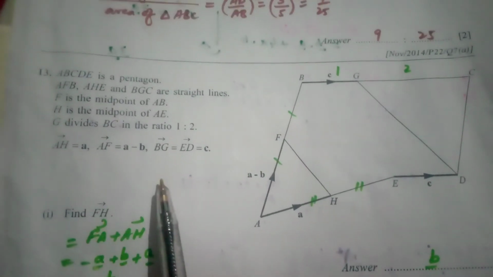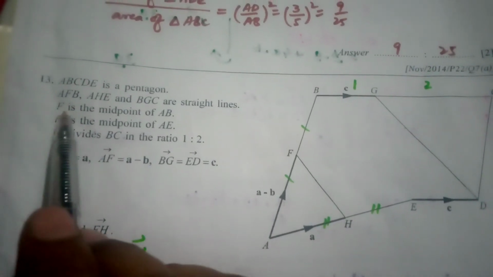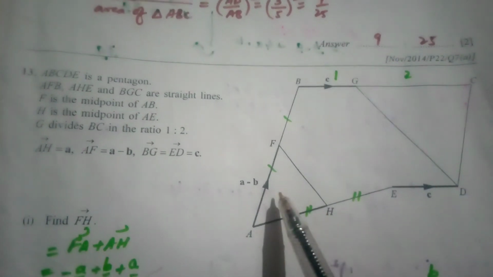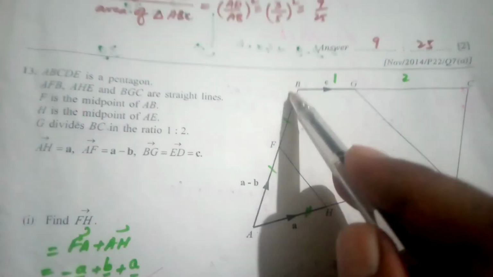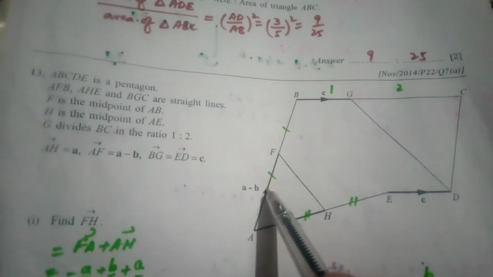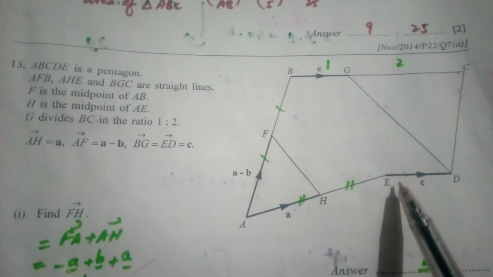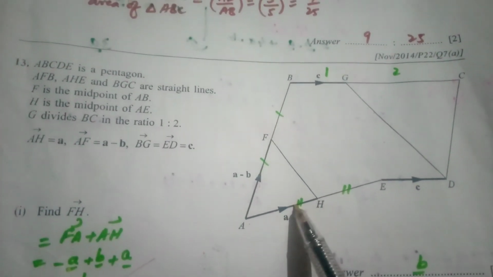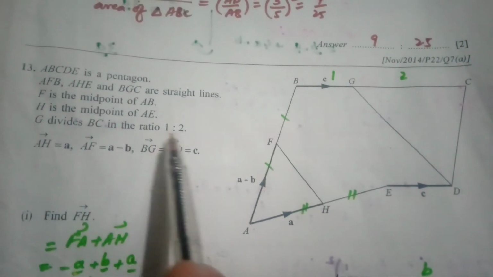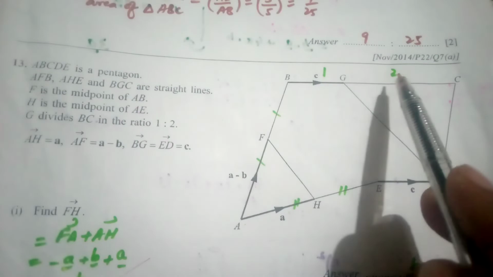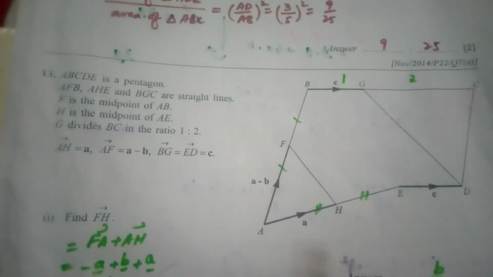Okay, almost the last question of this test. That is the important one. F is the midpoint of AB, means that AF and FB will be equal in length, and similarly H is the midpoint of AE, so this length and this will be equal, and G divides BC in the ratio 1:2. So this is information we have already used here.